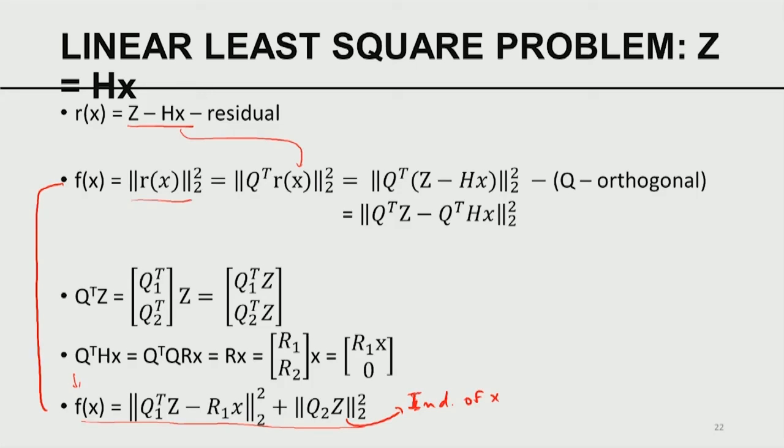I hope the argument is clear in here. This decomposition reduces F of X to a sum of two terms. One depends on X, another doesn't depend on X. I can control only X, there is no other control I have. I have to minimize with respect to X. So if I change X, the first term changes, the second term does not. Therefore, I need to concentrate only on manipulating the first term. Only the first term depends on X.